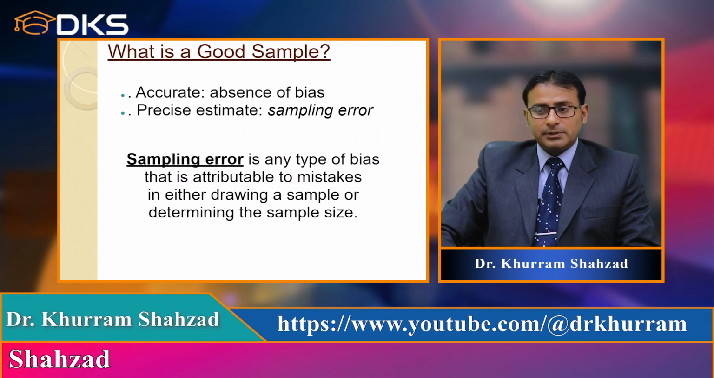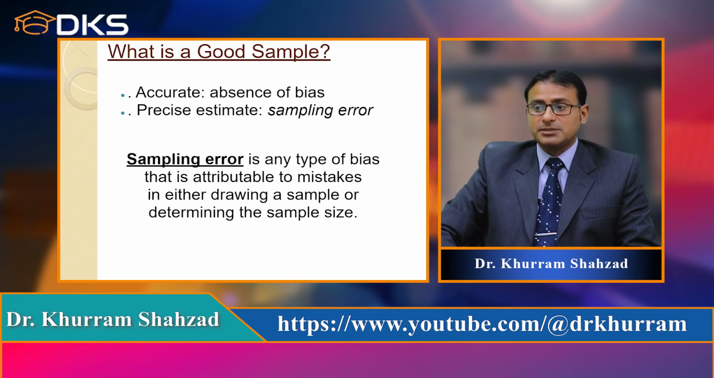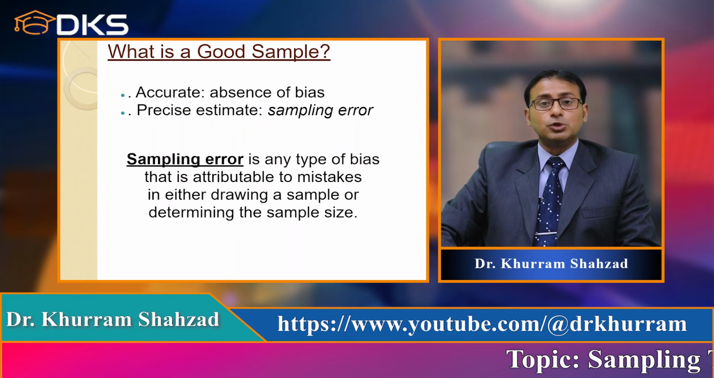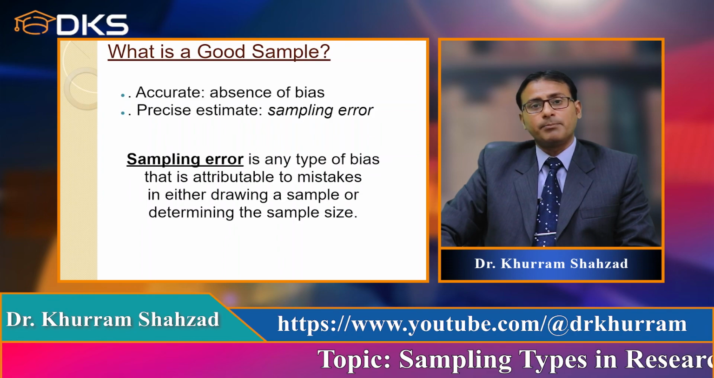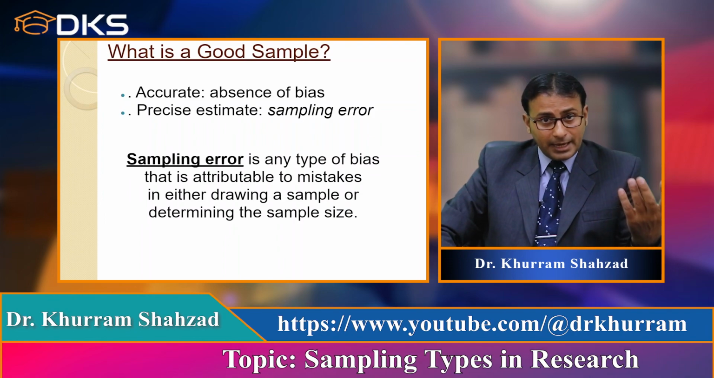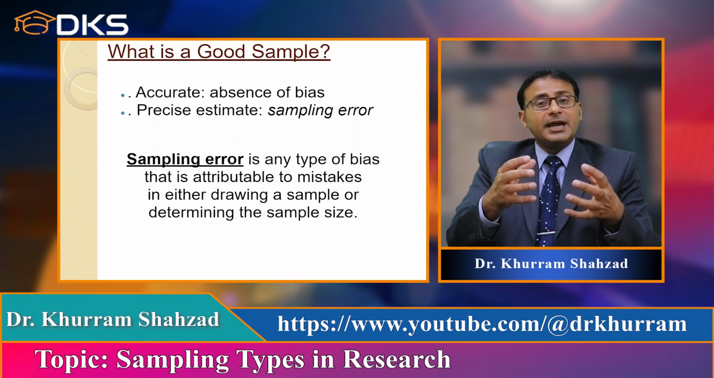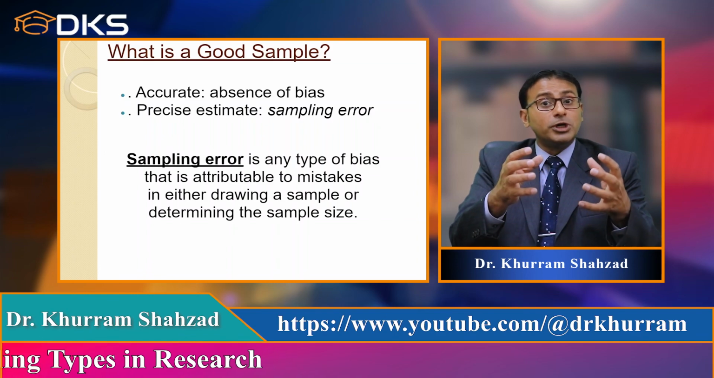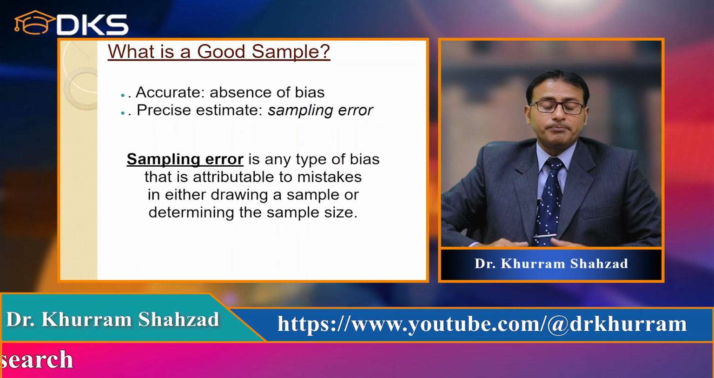What is a good sample? Accurate, absence of bias, precise estimate, sampling error. Sampling error will be there, because when you are drawing your sample from the population, sometimes some names are missing. So then there will be an error. It also depends on the researcher what kind of error he is going to tolerate, and what kind of error he is not going to tolerate.